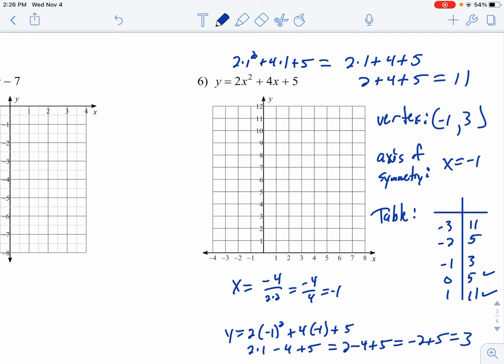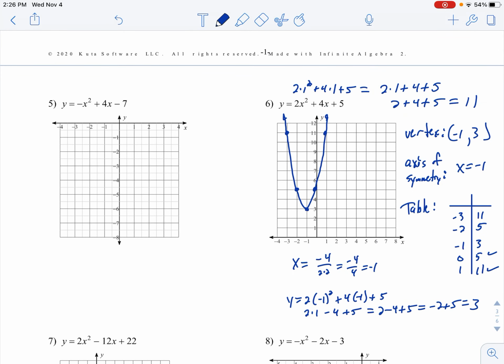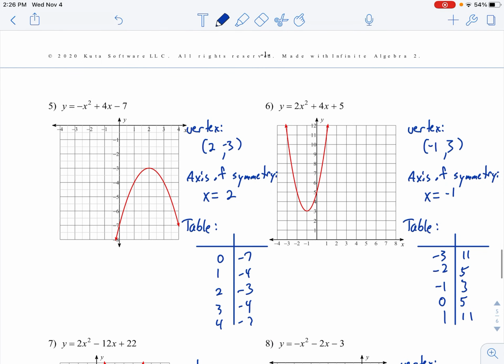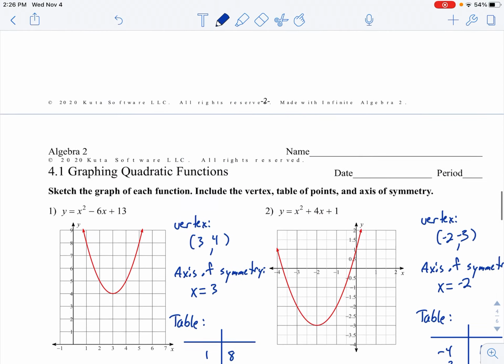Negative 3, 11, right there. Negative 2, 5, right here. Negative 1, 3, 0, 5, 1, 11. Hopefully you can see symmetry. This is a very narrow parabola. Still try to make it curvy if you can. And that should be it. Let's check number 6 and see. Yep, narrow parabola. Got this, got this, got that. All right, last one and we're done.